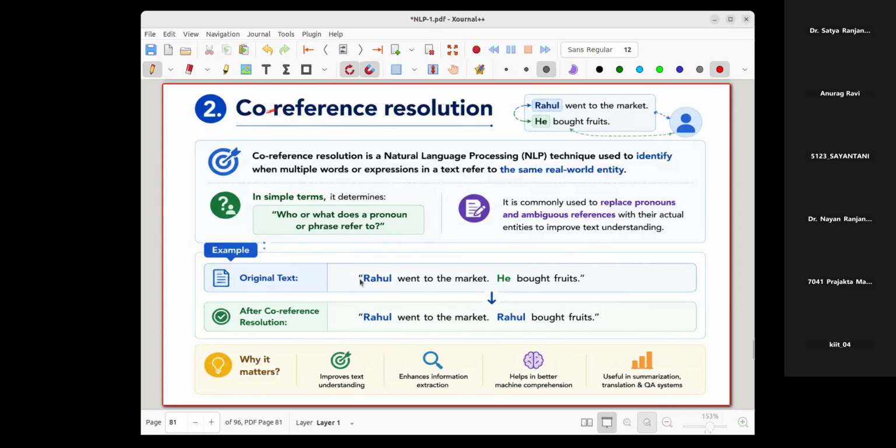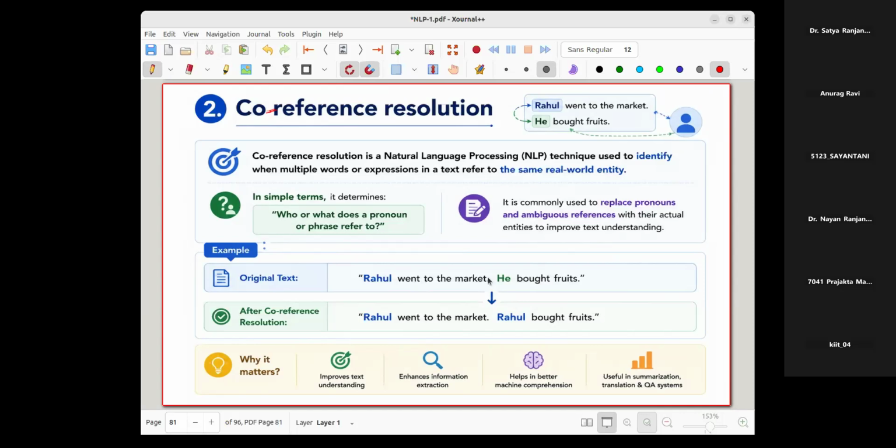You see one original text here. Let's say, Rahul went to the market. After that, the next sentence is, he bought fruits. Now, the question is, what is he? It's easy for us to know that he means Rahul. So this is called co-reference. He is a co-reference for Rahul, so we have to resolve it. After co-reference resolution, he will be replaced with Rahul.